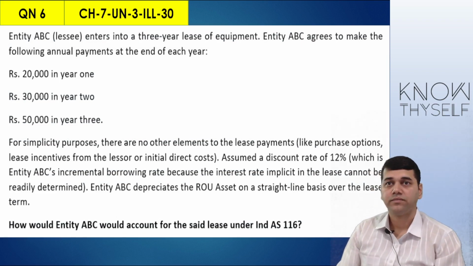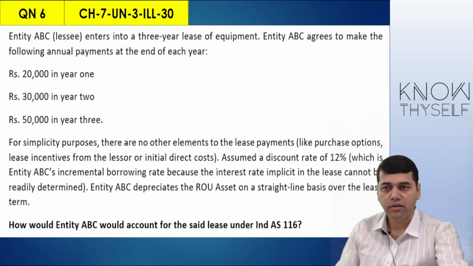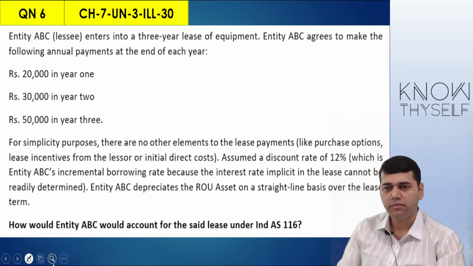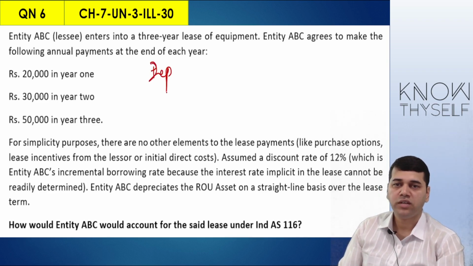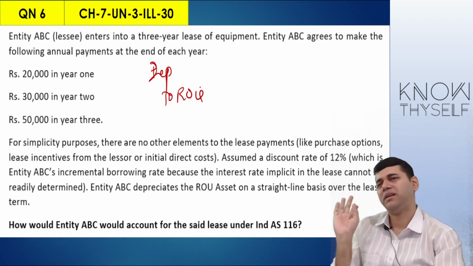So first, the NPV cost would be ROU to lease liability. Then at the end of the year, what will be? Okay, and we'll solve this question. At the end of the year, I am going to pass depreciation account debit to ROU. It will go on. Simple.